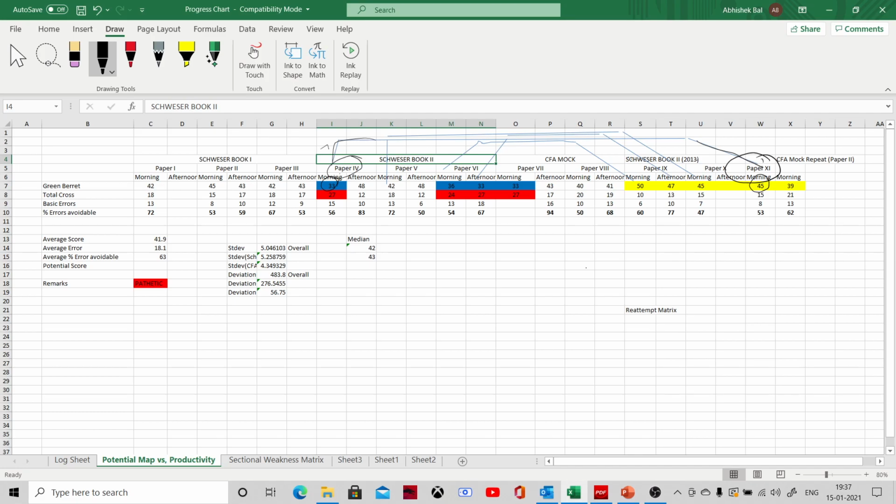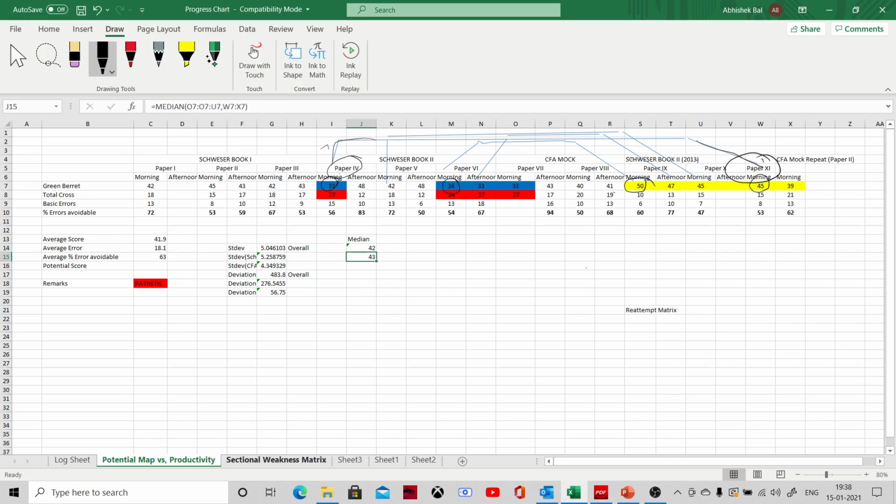Okay. Similarly, if you look at this paper 6, book 2, paper 6, I scored 36. And I retook the exam and I scored 50, which is almost 82%. From 60% to 82%. All right. So after having done that, I recalculated that my average score was 42, which is 70%, just above the safely passing mark. Median was 42, and after improvement it was 43.